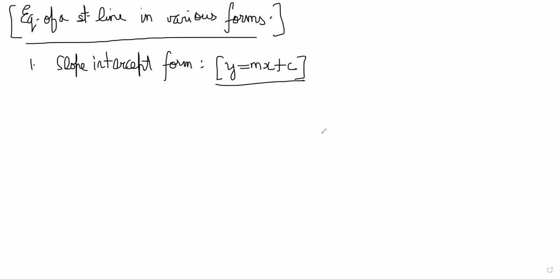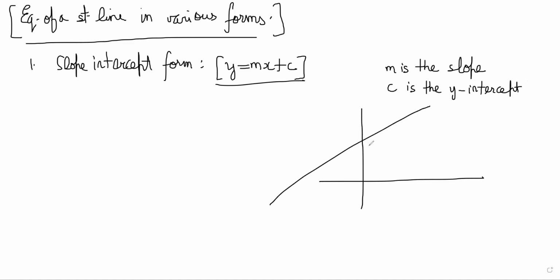Slope intercept form, right? So here m is the slope and c is the y-intercept. By intercept, we refer to where the line is cutting the y-axis, this distance. This is the y-intercept. And if it cuts the x-axis here, then this distance is called the x-intercept.